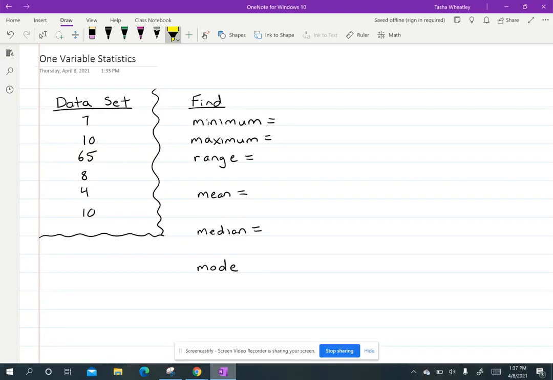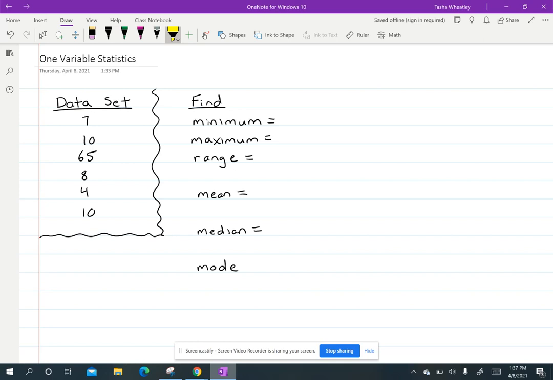In this video, we're going to look at some one variable statistics. On the left side of our screen, we have our data set that we're going to use, and we're going to look for our minimum, maximum, range, mean, median, and mode.